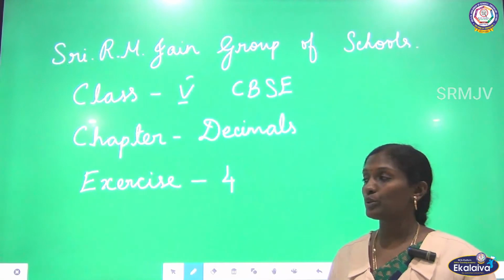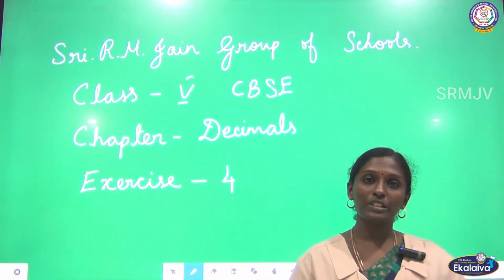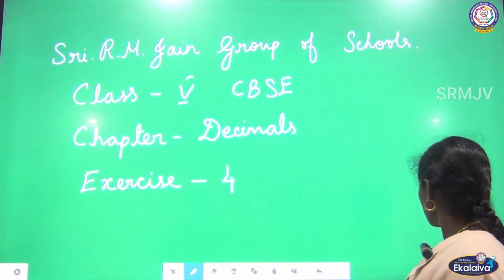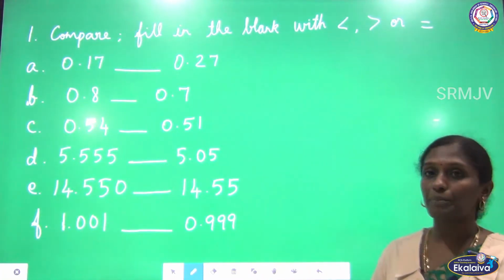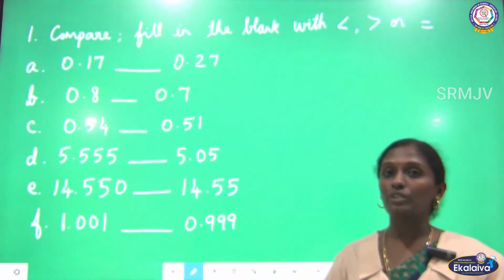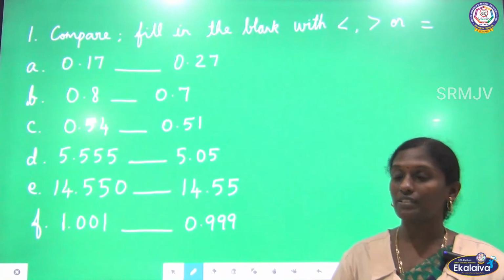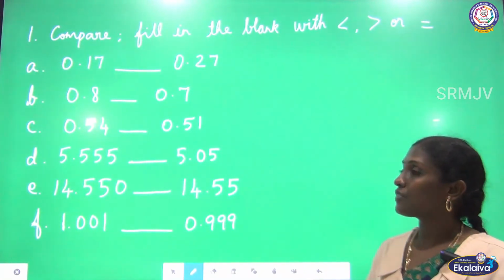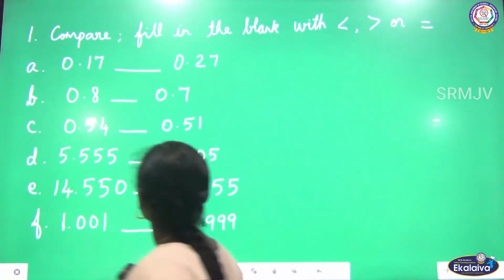Today we are going to do the problems in exercise 4 from the chapter decimals. In this exercise you are going to learn to compare the decimal numbers and to write the decimal numbers in ascending order and descending order. The first question, we are going to compare the given decimal numbers.